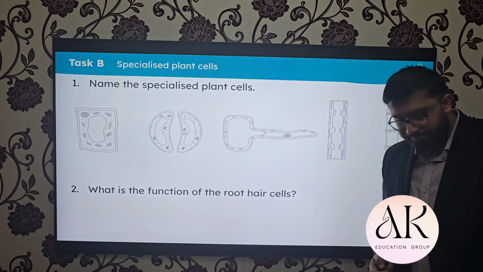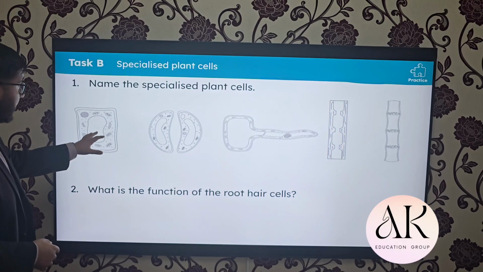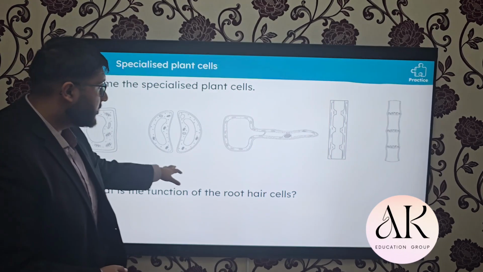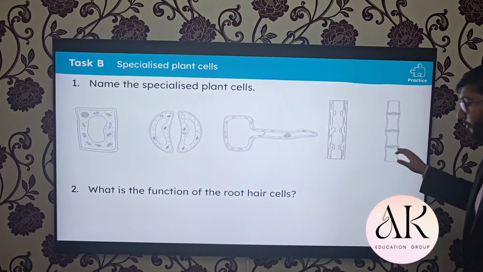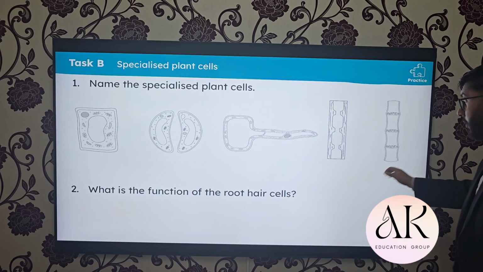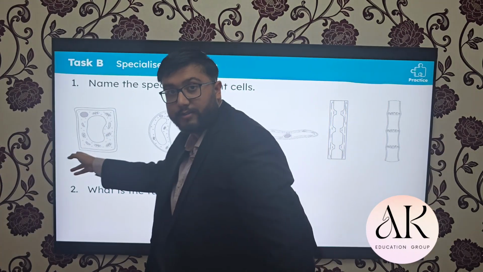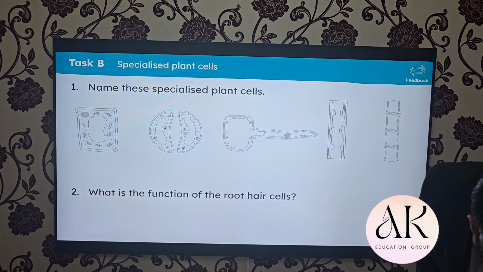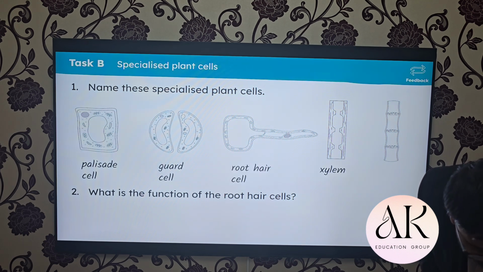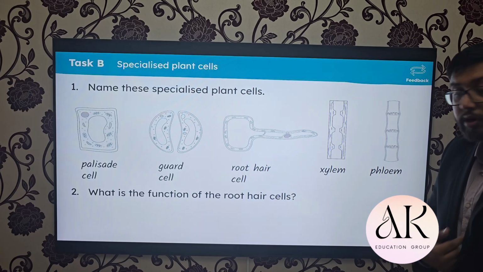Okay, let's name them. Palisade, guard, root hair, xylem, phloem. Phloem, xylem, root hair, guard, palisade. Remember them, okay? So, palisade, guard, root hair cell, xylem, phloem. There you go, guys. If I can remember them, so can you.